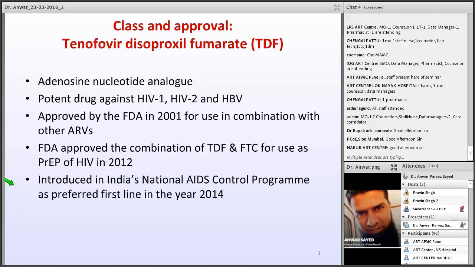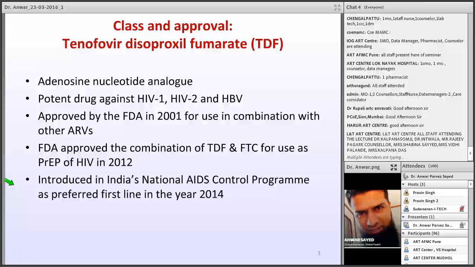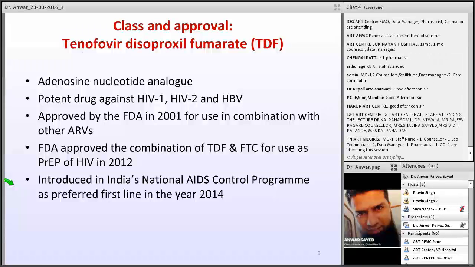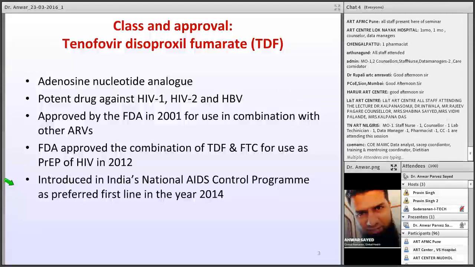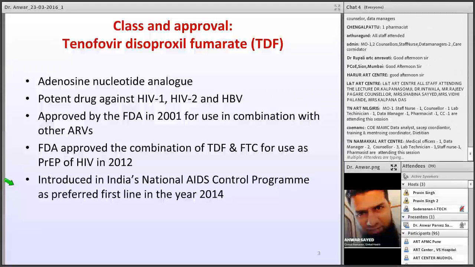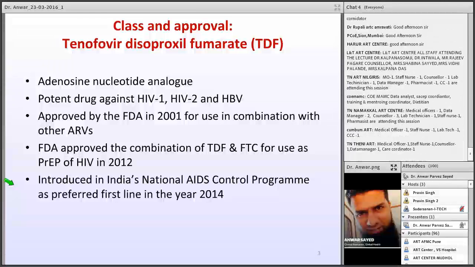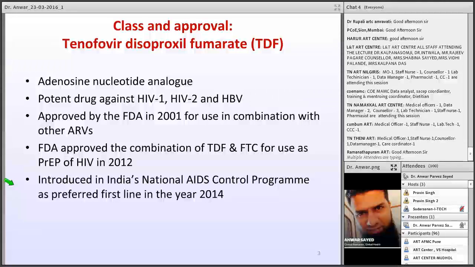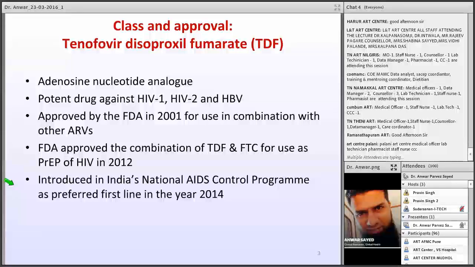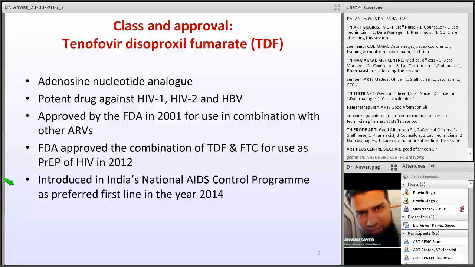This drug is an adenosine nucleotide analog and is also active against hepatitis B virus. Given its convenience, that is a once-a-day pill, co-formulations with other antiretrovirals, relatively good safety profile and also robust antiretroviral activity, tenofovir is currently the most widely prescribed antiretroviral agent, not only in India but across the globe. It is potent against both HIV-1, HIV-2 and also against hepatitis B virus.